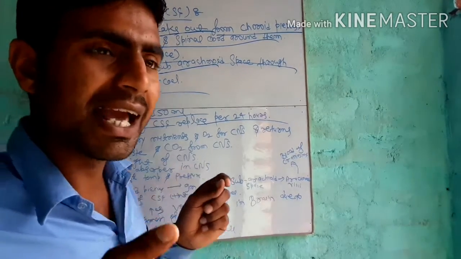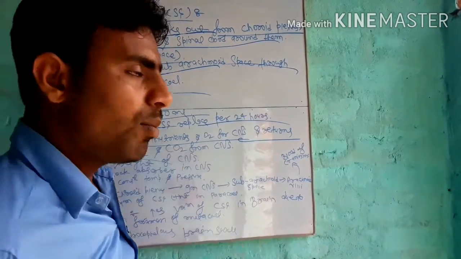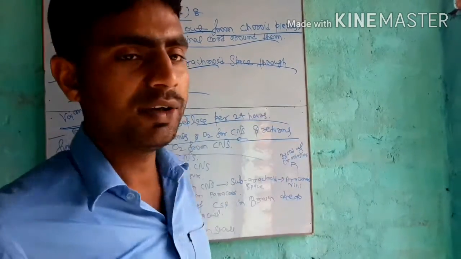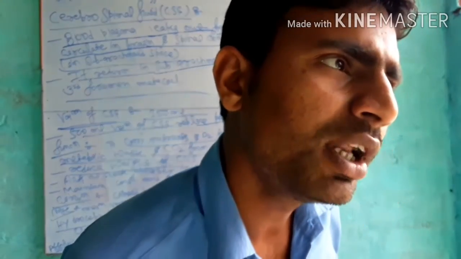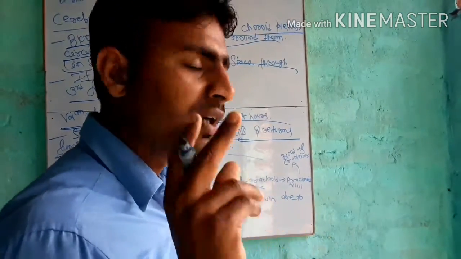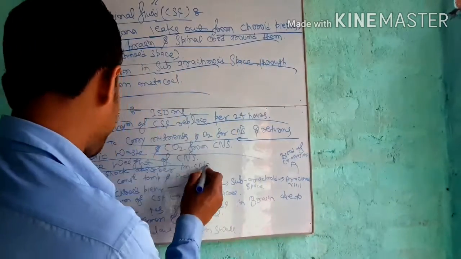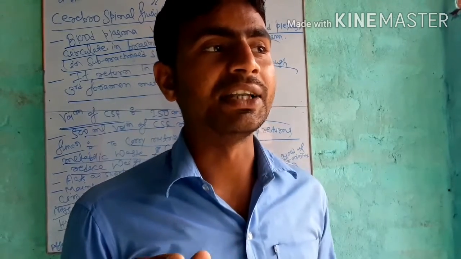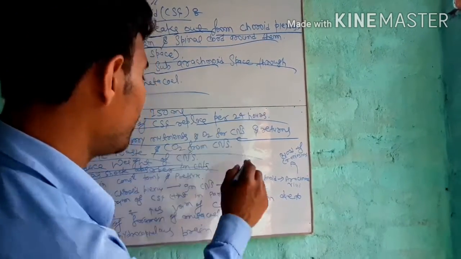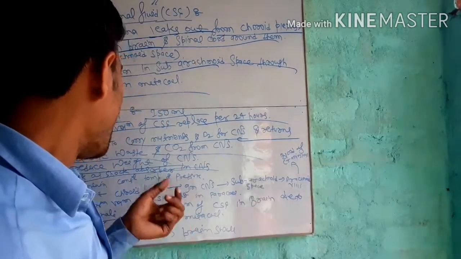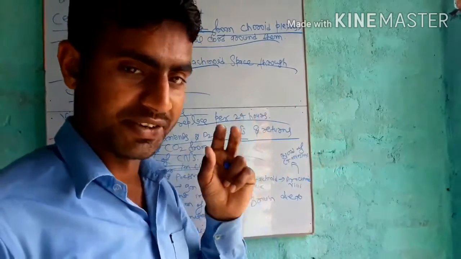Cerebrospinal fluid carries nutrients and oxygen for the central nervous system and returns metabolic waste and carbon dioxide from the central nervous system. Next, cerebrospinal fluid reduces the weight of the central nervous system, and it acts as a shock absorber. Cerebrospinal fluid also maintains the temperature and pressure of the central nervous system.